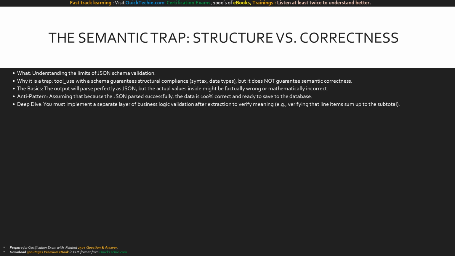You must build a separate business logic layer in your code to validate the semantics, like checking if the extracted line items actually add up to the stated total. Structure does not equal truth. This flowchart highlights the semantic trap.